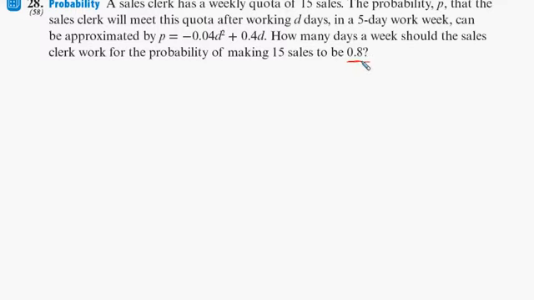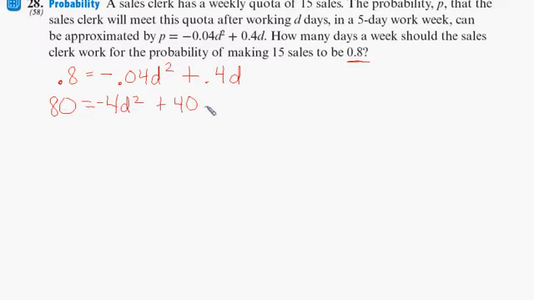So if you plug 0.8 into the P spot, you end up with negative 0.8 equals negative 0.04 d squared, which represents days, plus 0.4 d. Don't like these decimals at all, so I'm going to go ahead and multiply everything by 100, which I can totally do legally. Negative 4d squared plus 40d. Now, I'm just going to bring everything over here. That gives me 4d squared minus 40d plus 80 equals 0.